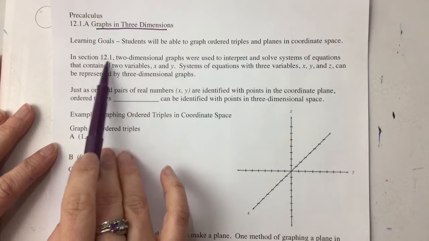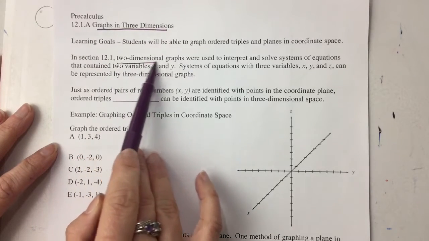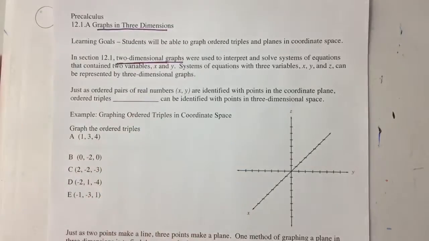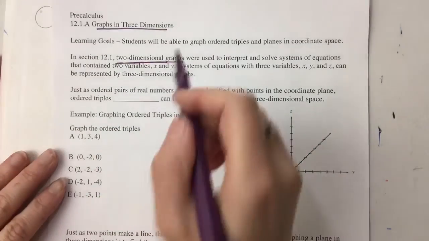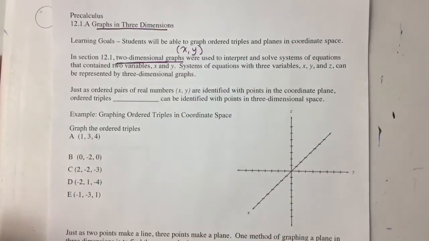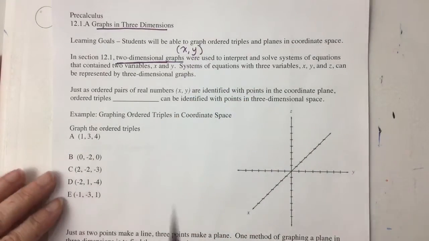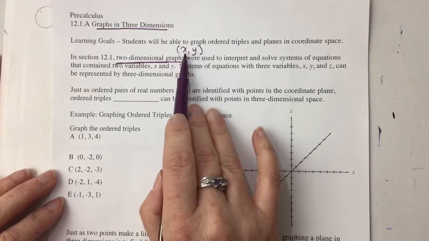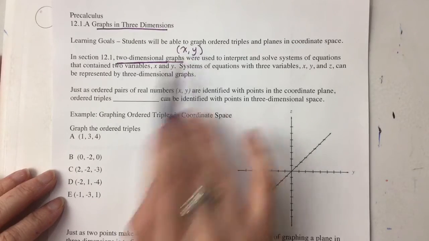Last week we looked at section 12.1. Everything that we graphed was 2-dimensional, meaning that you had a coordinate plane with an x-axis and a y-axis. The points on the coordinate plane, their location could be described using an ordered pair, x, comma, y.